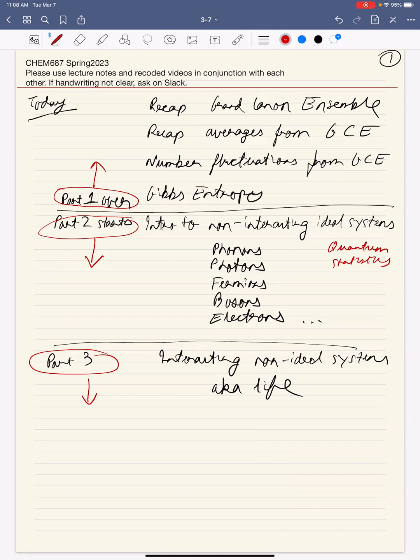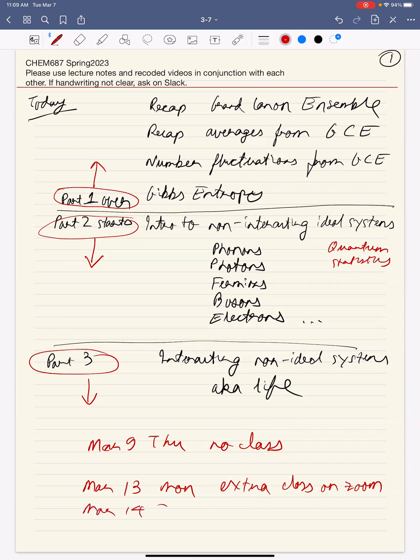One thing to keep in mind is that on March 9, Thursday, there is no class because I have to sit on Zoom all day, which is terrible. And on March 13, Monday, there is an extra class on Zoom in the evening, whatever time I wrote on Slack. You can go and check. I also sent a calendar invite. So that is March 13, Monday. March 14, Tuesday will be a regular class.